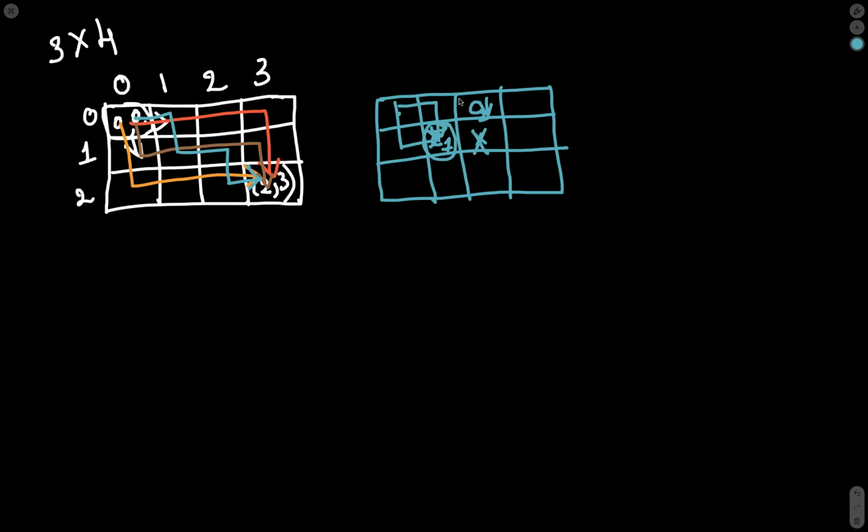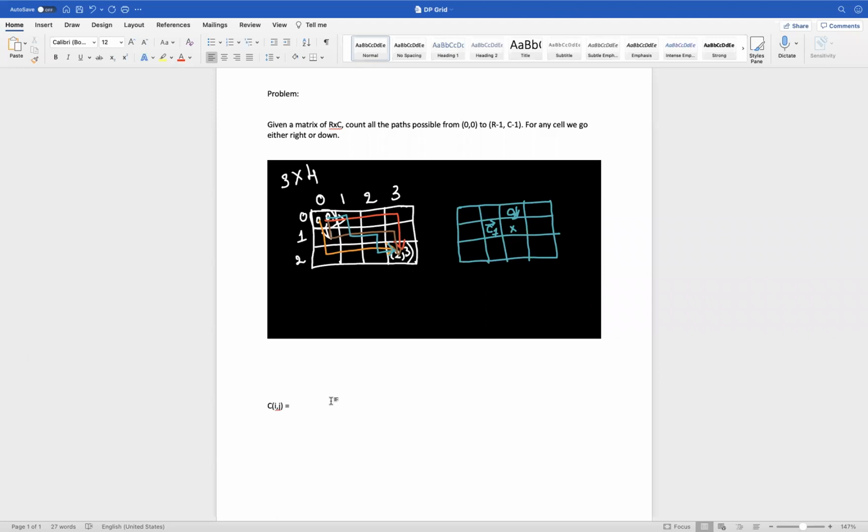So a total count of paths would be the count of all the paths from where I can reach the destination cell, which are in the upward direction. So it would be C of i minus 1 comma j plus the count of all the paths from i comma j minus 1.